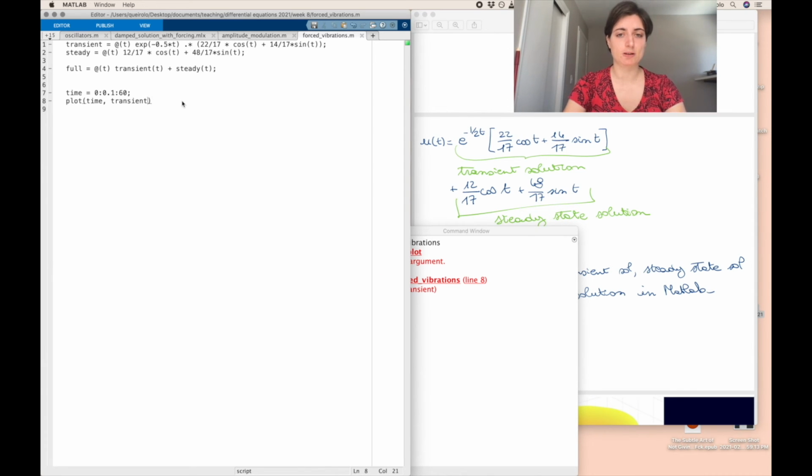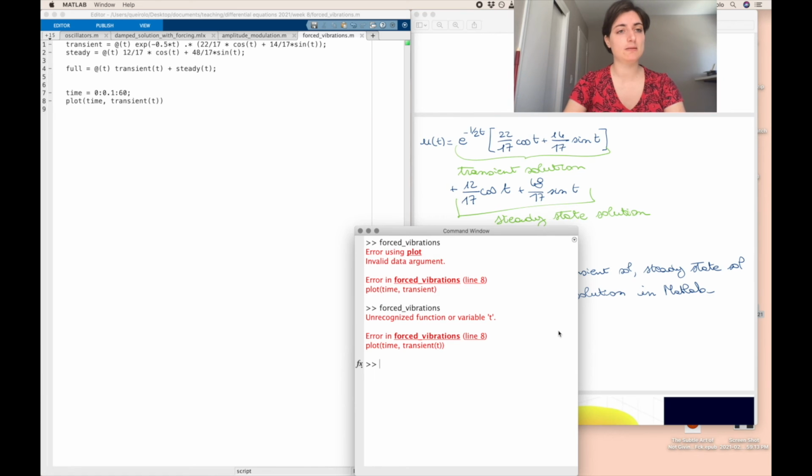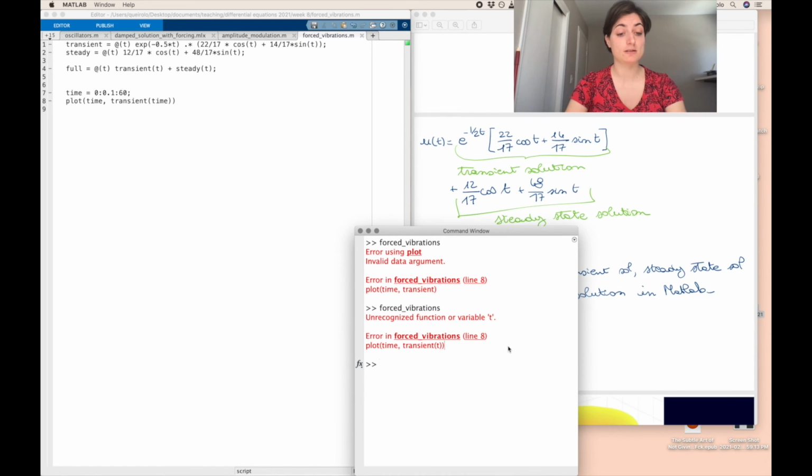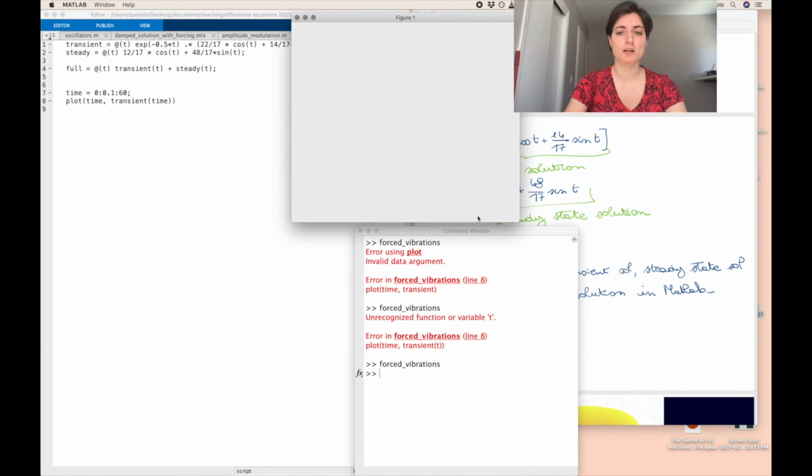Invalid data argument. This is because in the live script that always happens. I'm calling transient, but transient is a function, so it's not a vector that MATLAB can plot. So there is a t missing. So if I save and run this again, it's not called t here, it's called time. So time is the vector, while t is the variable that you don't really see, within the function.